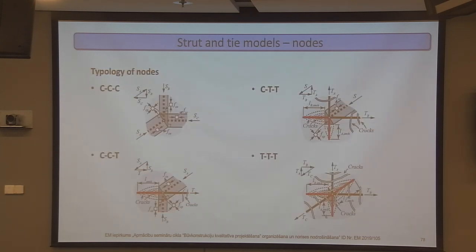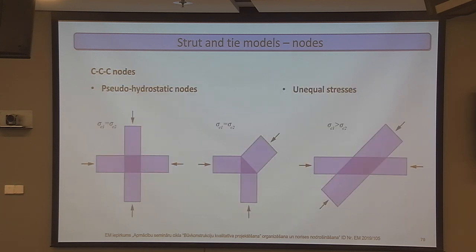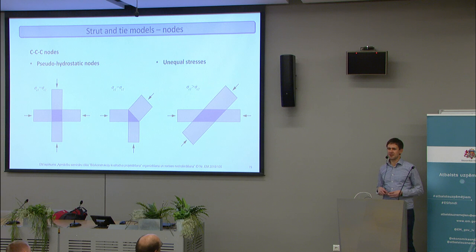Then about the nodes, basically there are four kinds of nodes: CCC, which has compression in all the directions; then CCT, compression and tension with one tension bar; then CTT with two tension elements; and then TTT, which is the most problematic one, where we have only tension bars, and we'll see now how to resolve these. With CCC nodes, if possible, we could use pseudo hydrostatic nodes. It's pseudo hydrostatic because it's actually in plane. Hydrostatic in a correct sense would be in three directions, but it's in plane.